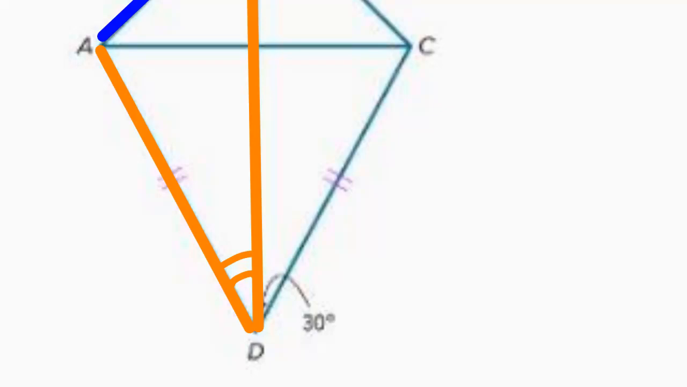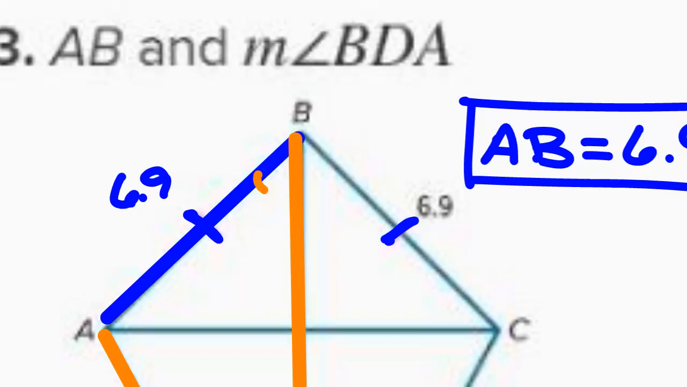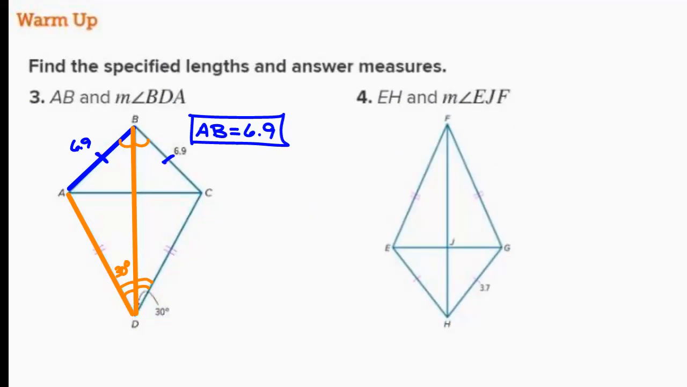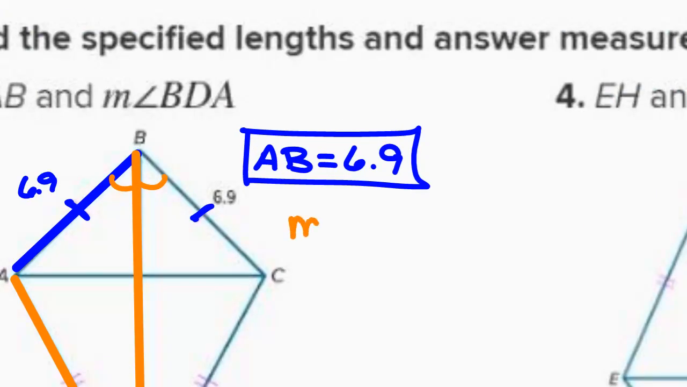30 degrees, yes. In a kite, which is what this is, the long diagonal, in this case that would be BD, is bisecting those two angles. So BDA is the same size as BDC, and DBA is the same size as DBC. So the measurement of angle BDA is 30 degrees.